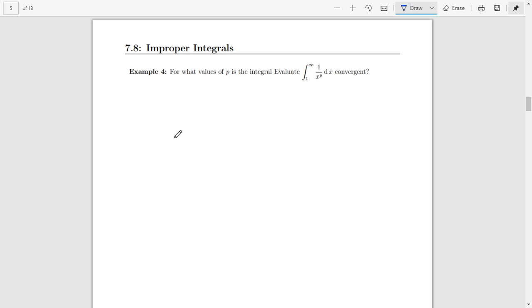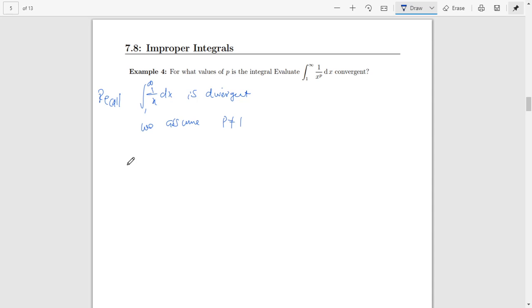Now recall that we saw that the integral of 1 over x dx from 1 to infinity is divergent. This was our first example. So that means it doesn't converge for p equal to 1. So we assume that p is not equal to 1, since it doesn't converge for this value of p.